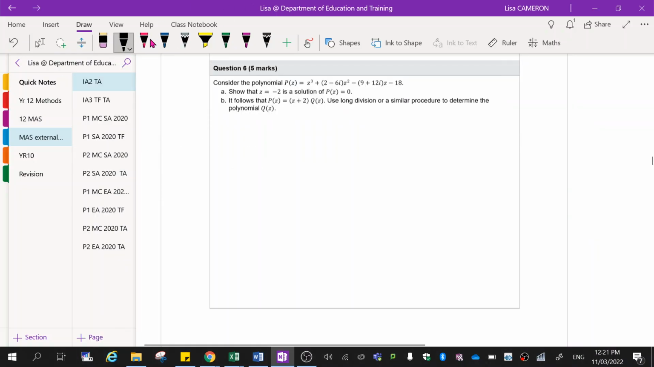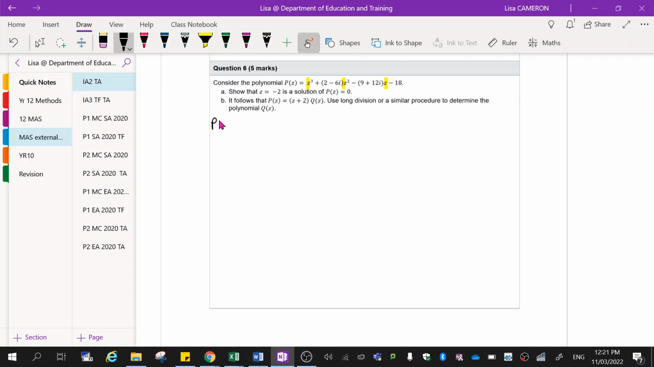Okay, long division of a polynomial. What a treat. So the first part asked us to show that z equals -2 is a solution and it will make the whole equation equal 0. So that means I'm going to be substituting in -2 into here, here, and here. So let's do that first.